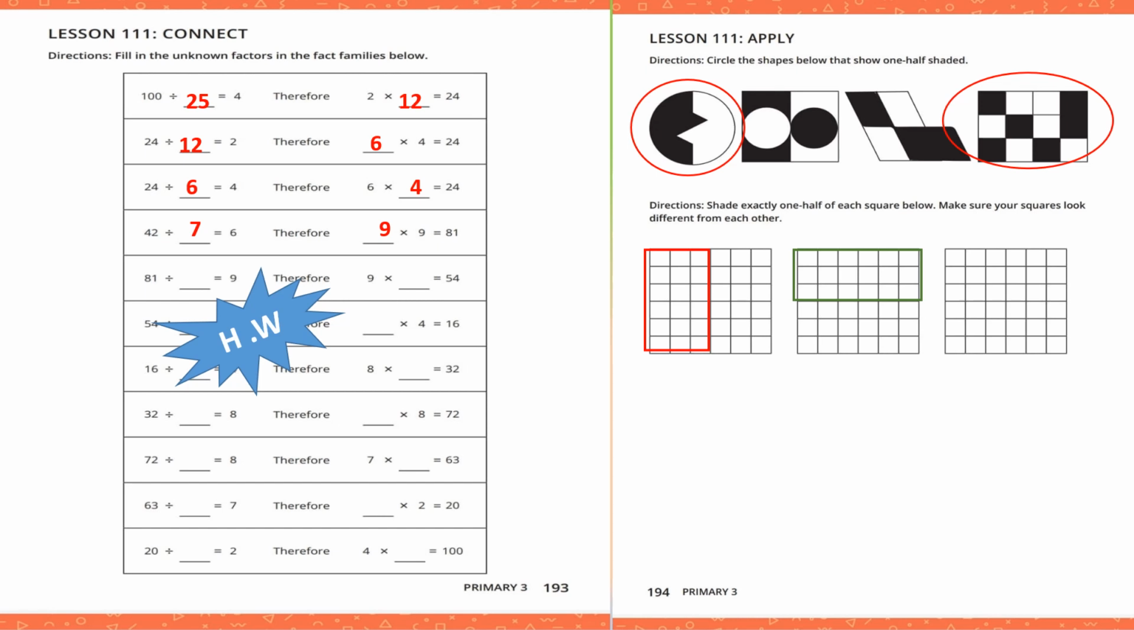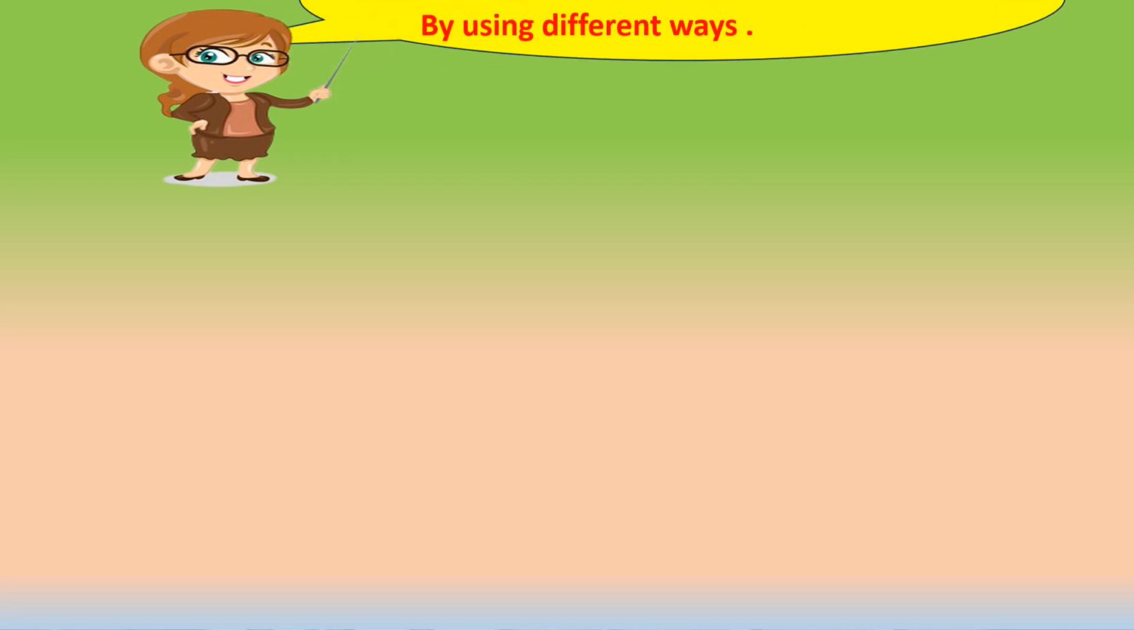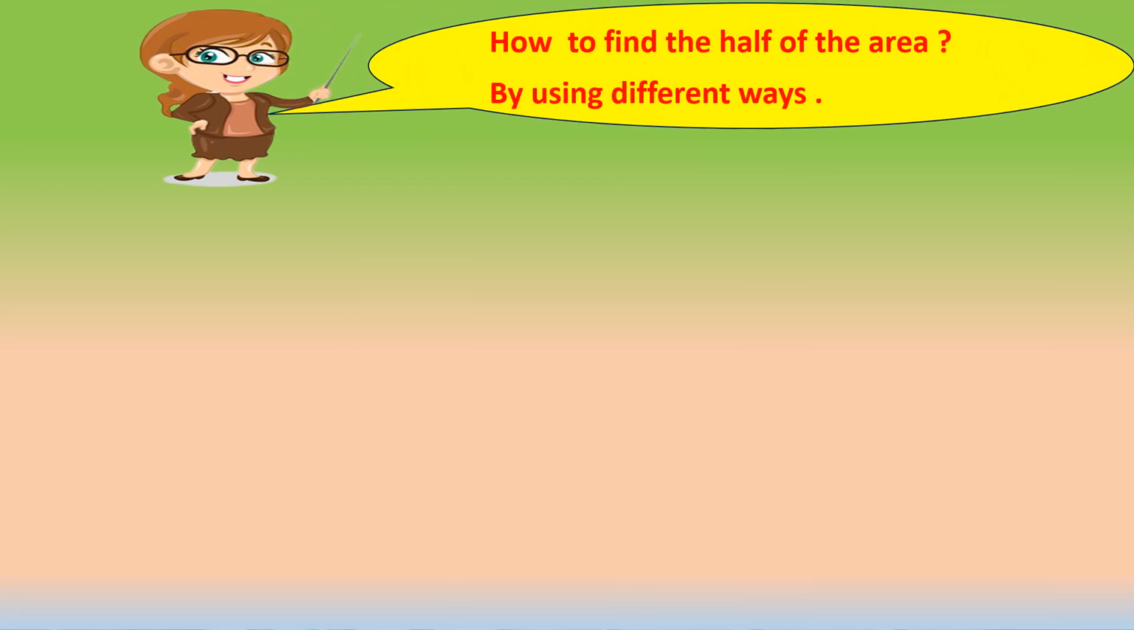Yes. The last one, I will take it from the bottom. Like that. So the three shapes here, I will make each exactly 1/2, but in different ways. Okay? How to find the area of the half of the garden? How to find the half of the area by using different ways.